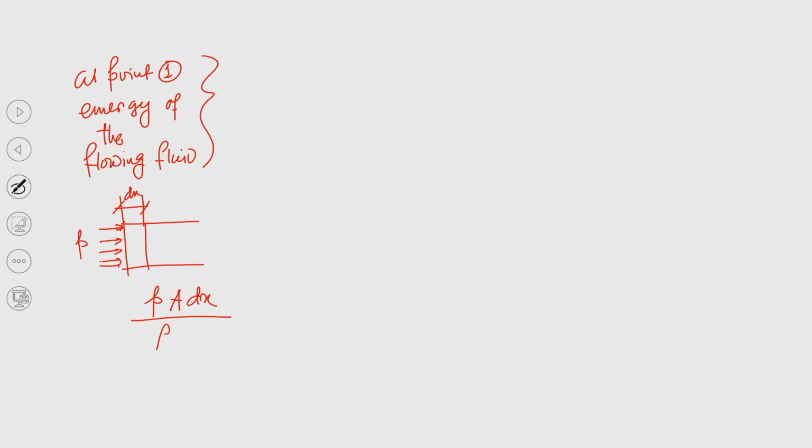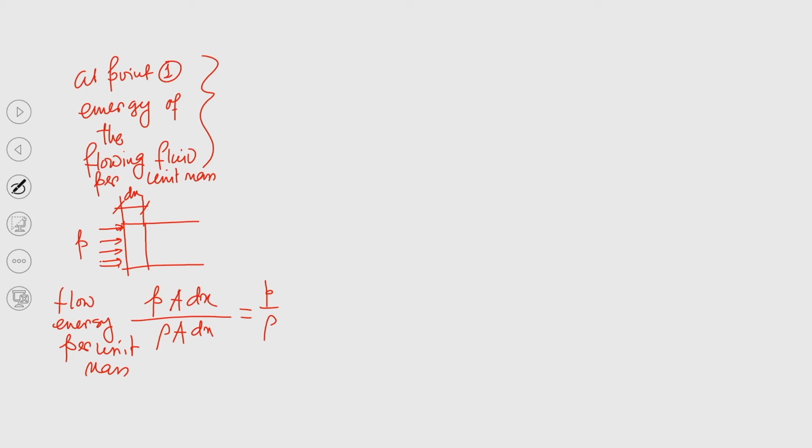So, energy of the flowing fluid per unit mass. It is better to write all quantities per unit mass. So, per unit mass, rho into A into dx is the volume into the density, so you will be getting P by rho. This is what you have studied in fluid mechanics; this is known as flow energy per unit mass.